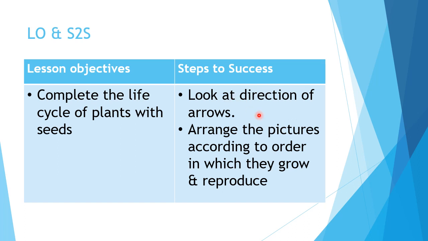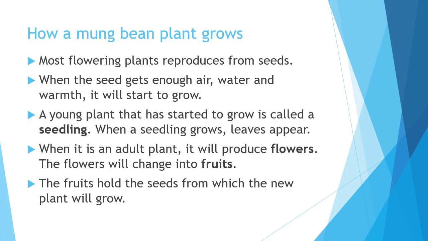So your steps to success is look at the direction of arrows in the exercise later, and then you're going to arrange the pictures according to the order in which they grow and reproduce. So we're going to talk about 3 plants: a mung bean plant, a coconut palm, and a sunflower. We're going to first talk about the mung bean plant. So how a mung bean plant grows.